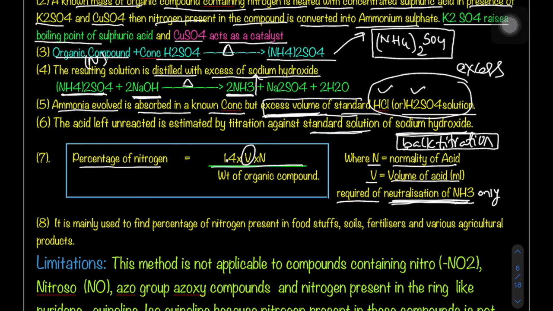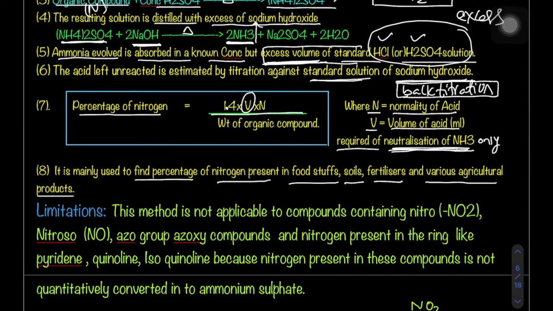Now it is mainly used to find the percentage of nitrogen in foodstuffs, soil, fertilizers, just like urea used as an agriculture fertilizer. So we can calculate how much percentage of nitrogen is there in various agriculture products.